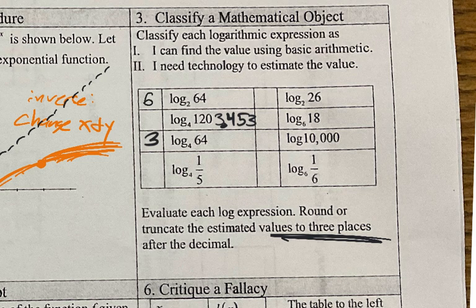4 raised to what power is 1/5? Well, 4 raised to the negative first would be 1/4, right? So this is a little bit smaller than that. So I'm expecting something a little bit more than -1, but I can't do it without a calculator. So I'm going log base 4 of 1/5, negative 1.161.